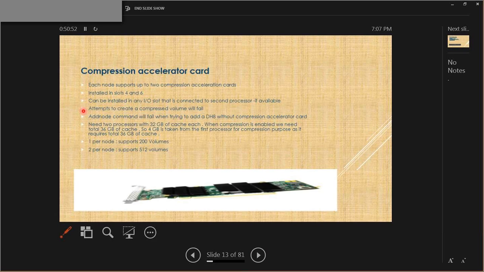Now, if you are using a single compression accelerator card, it supports up to 200 volumes. If you want to have 2 compression accelerator cards, it will support up to 512 volumes per node. So you can compress up to 512 volumes per node if you are using 2 compression accelerator cards. And if you are using 1 compression accelerator card, you can compress only a single volume. Sorry, you can compress 200 volumes. Correct? So that is the difference. Right?